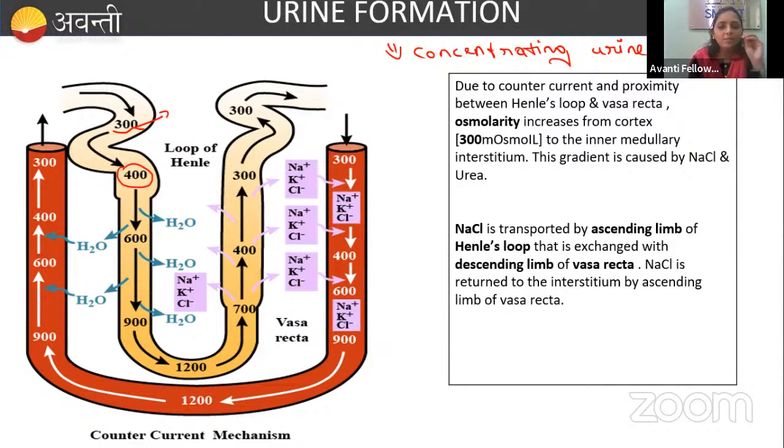You know that in the descending limb of Henle, mainly water reabsorption takes place. In urine formation you have studied, right, guys? The water is reabsorbed into the interstitial fluid in the descending limb of the loop of Henle. It is permeable to water movement. So now what will happen when you remove more water? Will it be concentrated or diluted? When you remove the water from the salt, obviously it is going to be concentrated, right?